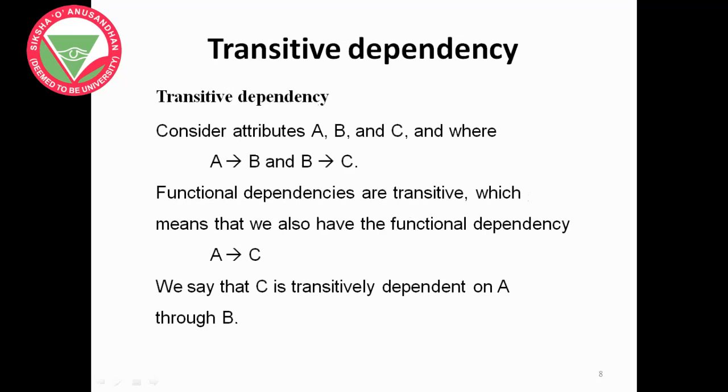Another important concept is transitive dependency. It may so happen, let us consider a relation which has got three attributes, attribute A, B and C. It may so happen A will determine B, or B is functionally dependent on A, and C is functionally dependent on B. So what will happen is we can say that C is functionally dependent on B and B is functionally dependent on A, which means that C is transitively dependent on A through B.